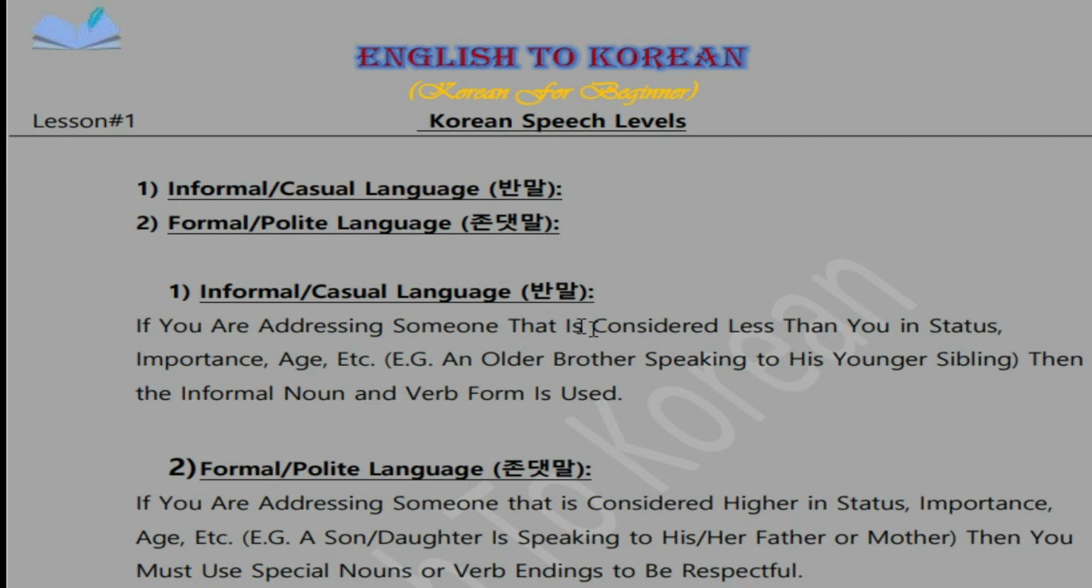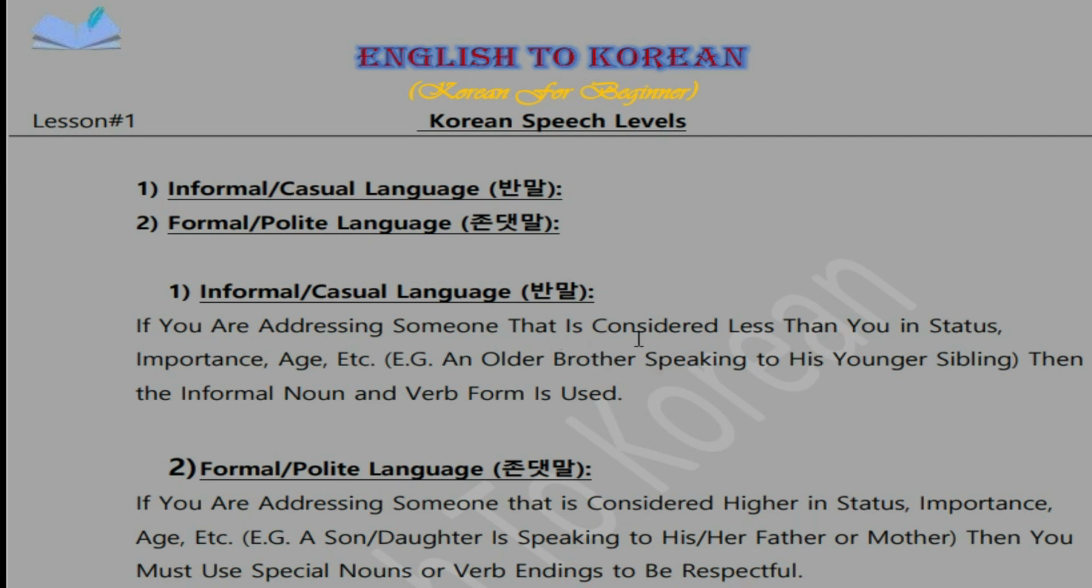If you are addressing someone that is considered less than you in status, importance, age, etc. For example, an older brother speaking to his younger sibling. Then the informal noun and verb form is used. If an older brother speaking to his younger sibling, then informal or casual language style will be used.